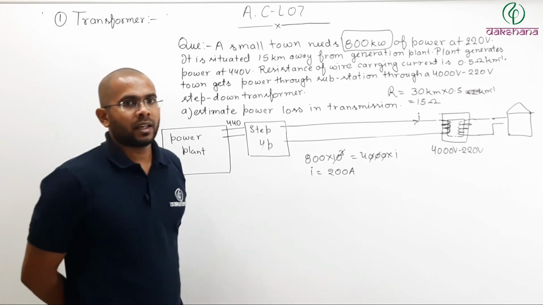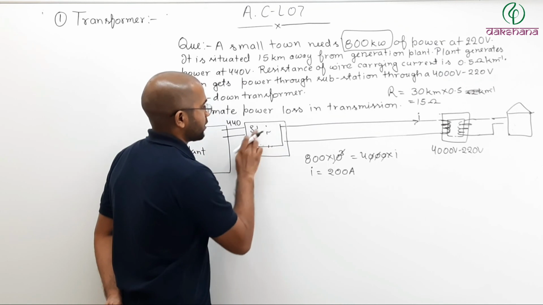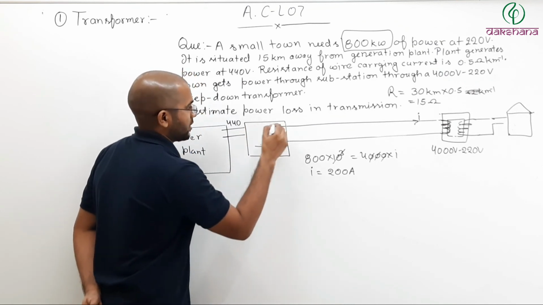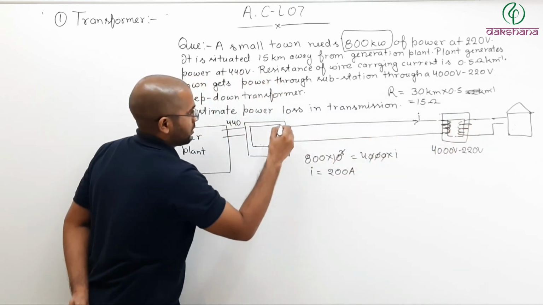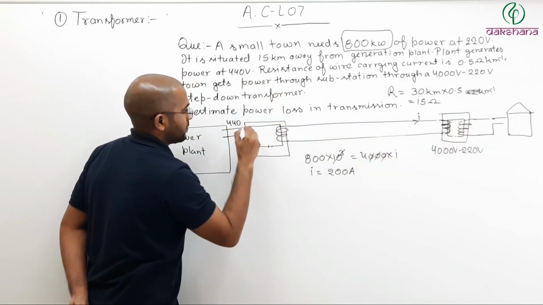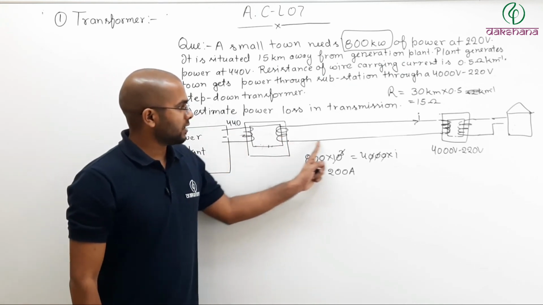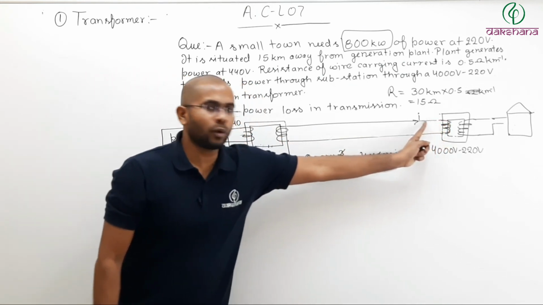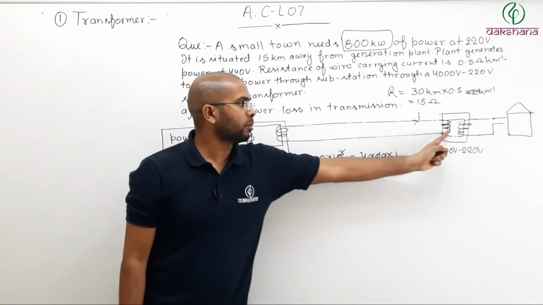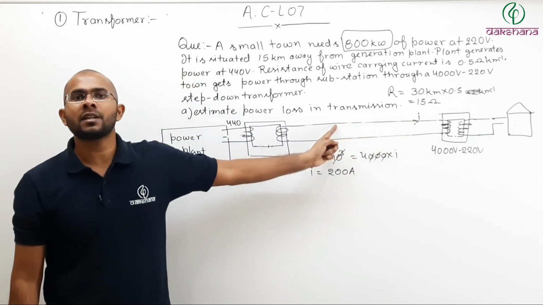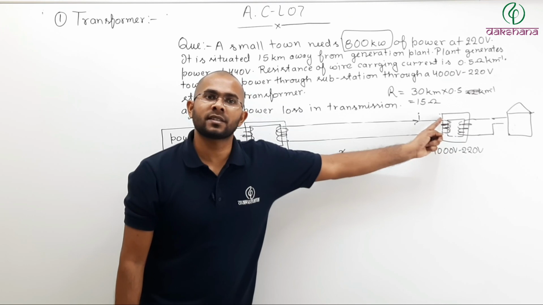Now based on this, what is the power loss? Now remember, here also there is a transformer, right? Here it is a step up transformer. Here it is a step down transformer. So here there will be a coil like this. This is a closed loop, and in a closed loop, the current everywhere will be the same.